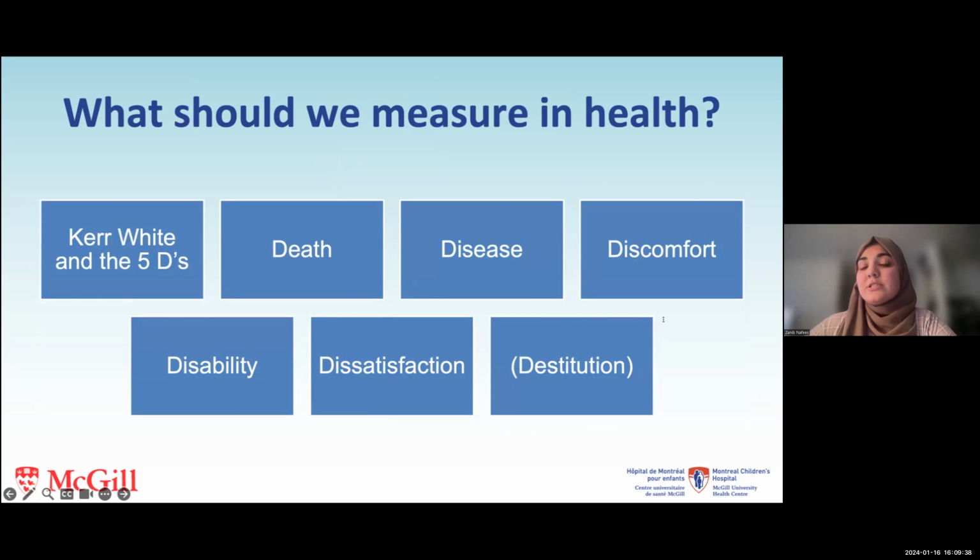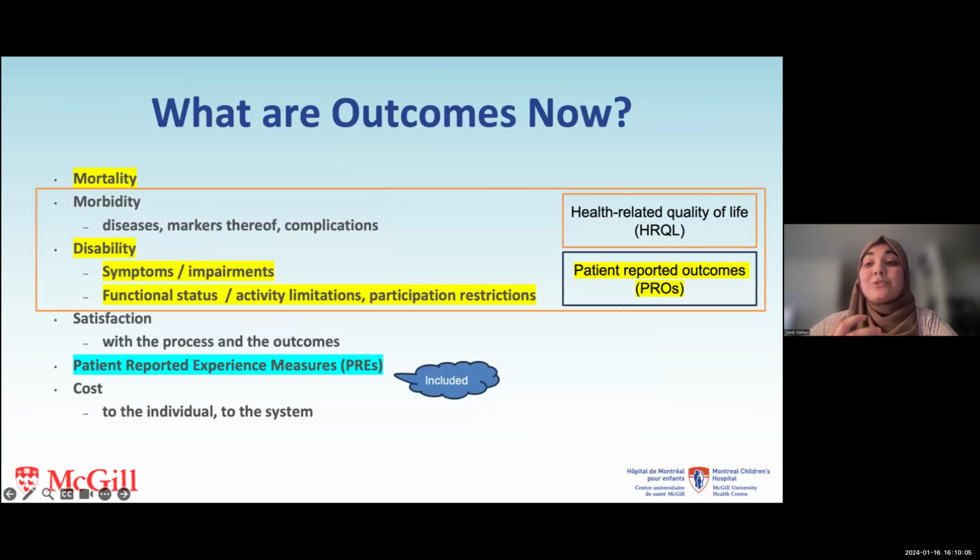The model focuses on preventing premature loss of life, managing illnesses, easing physical or emotional discomfort, addressing limitations in abilities, and improving overall well-being. It also considers destitution, recognizing the impact of broader factors like economic and social conditions on health. This model provides a simple framework for understanding and measuring health, guiding interventions to promote well-being and address specific health concerns.